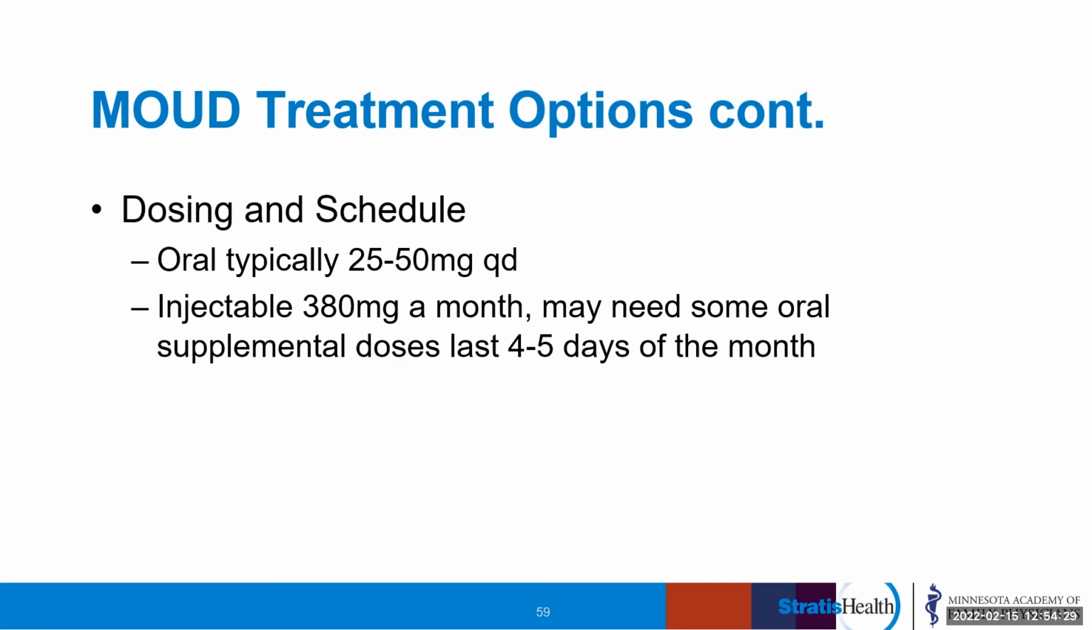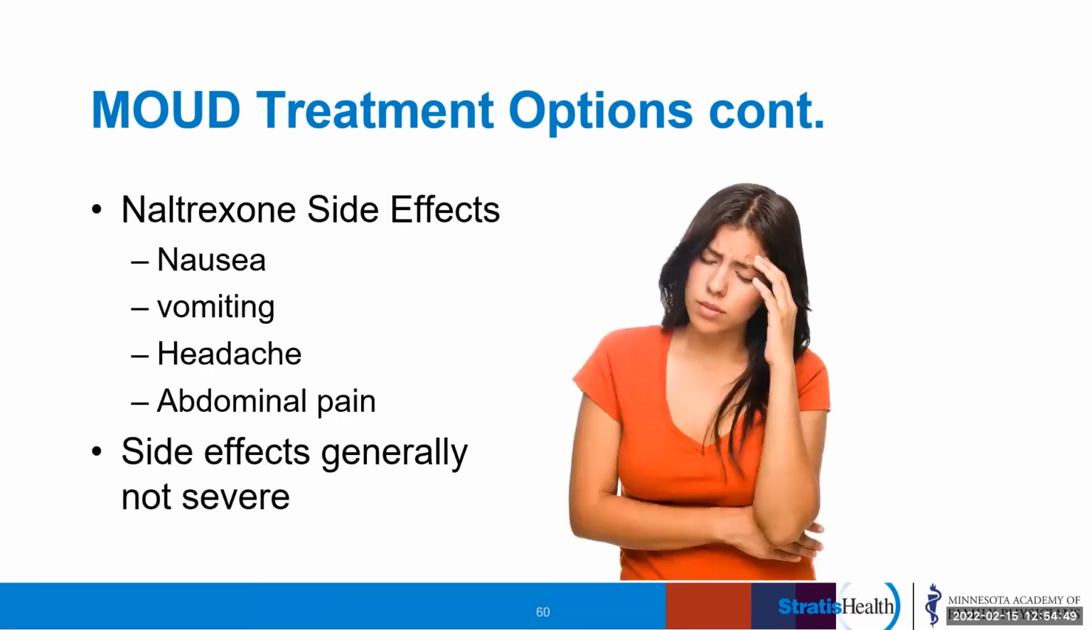Again, orally, 25 to 50 milligrams a day, typically given at the time that the patient would normally be drinking the most. So if they're an evening drinker, you give it at supper. Otherwise, the injectable, again, $380 a month. And often we're having to give a little bit extra the last 4 or 5 days orally, because it does wear off at about day 23, 24.